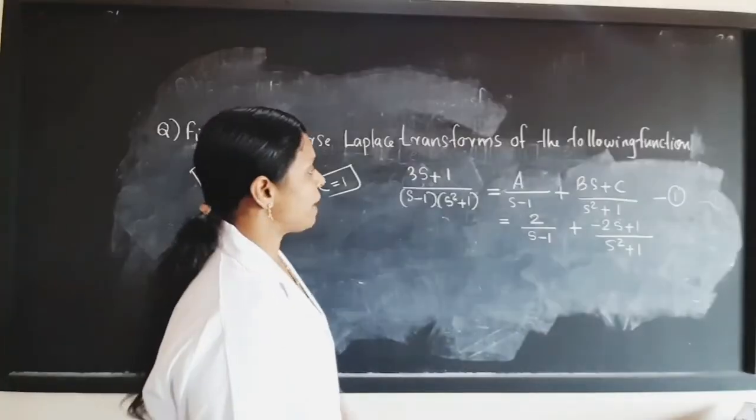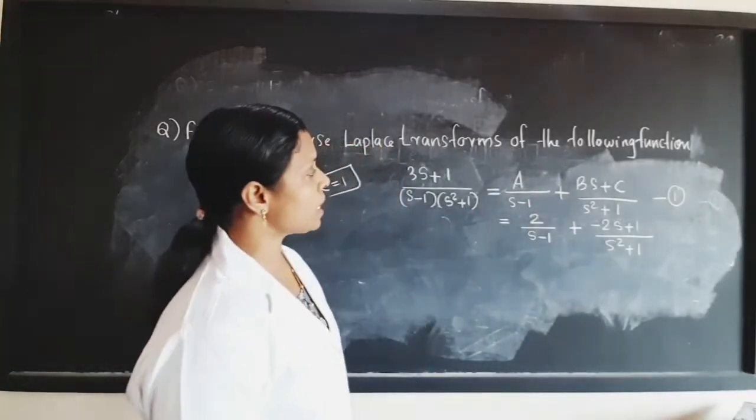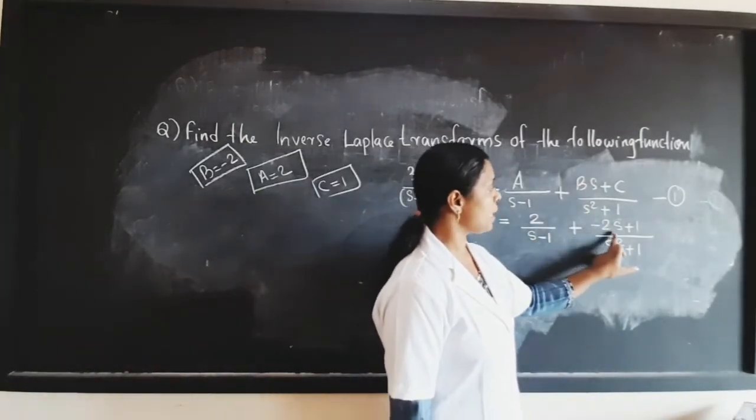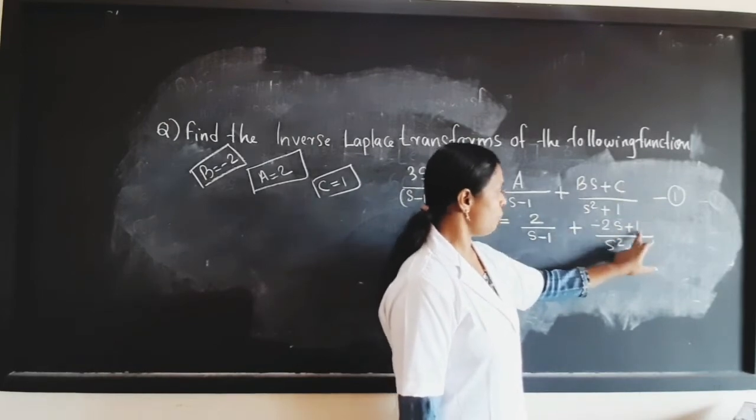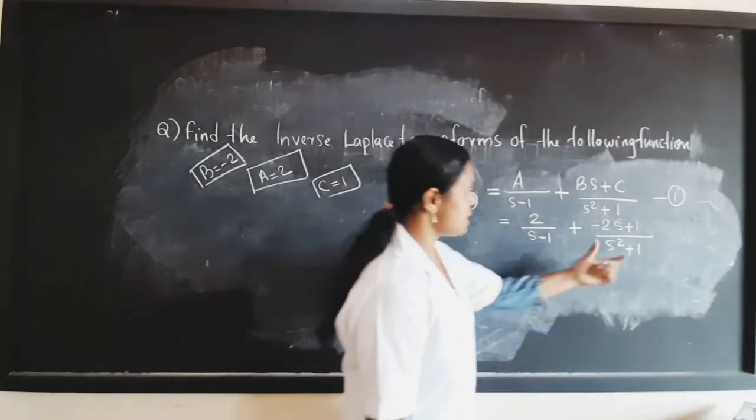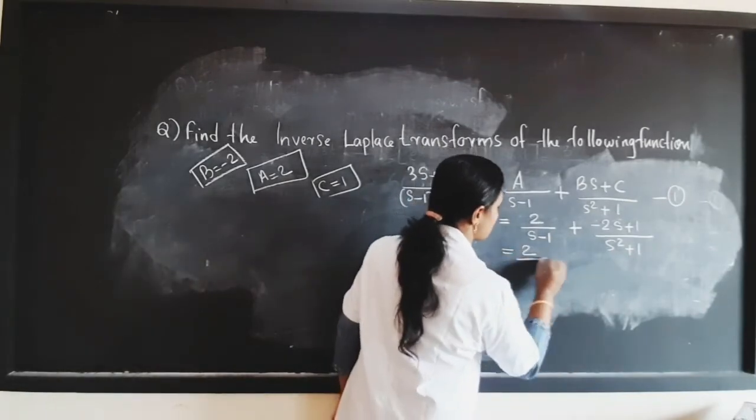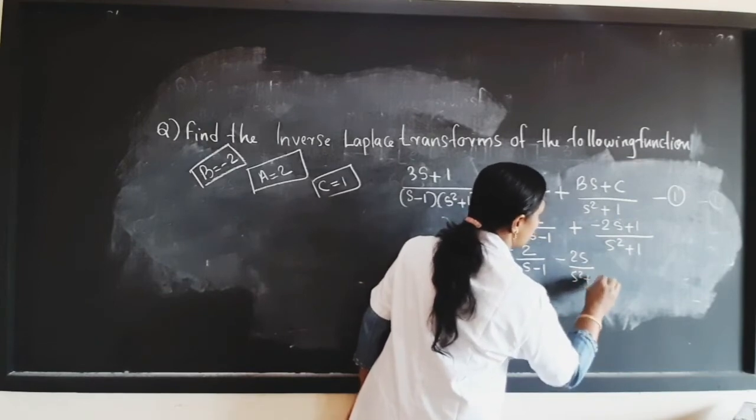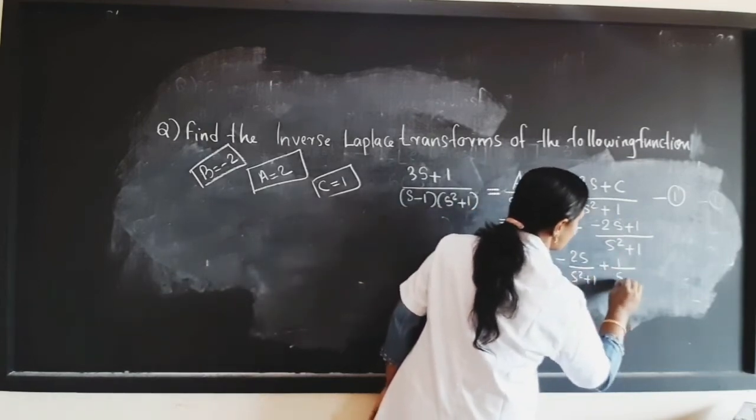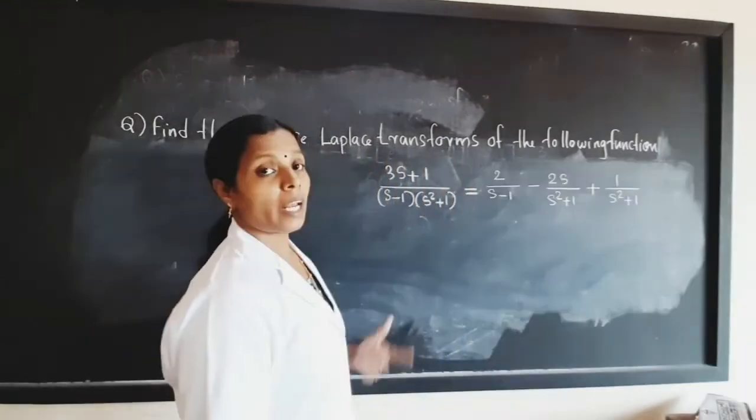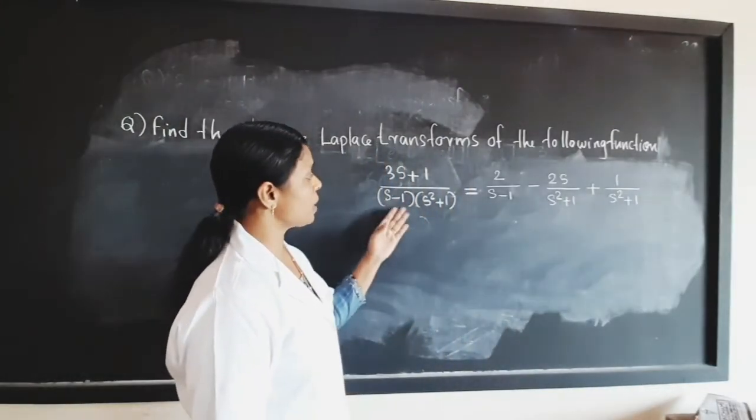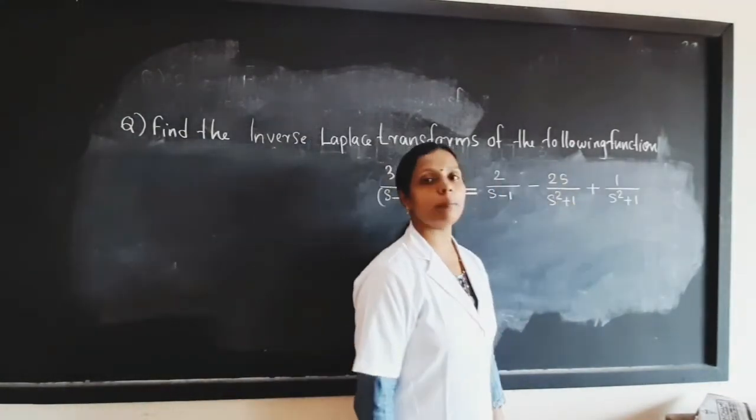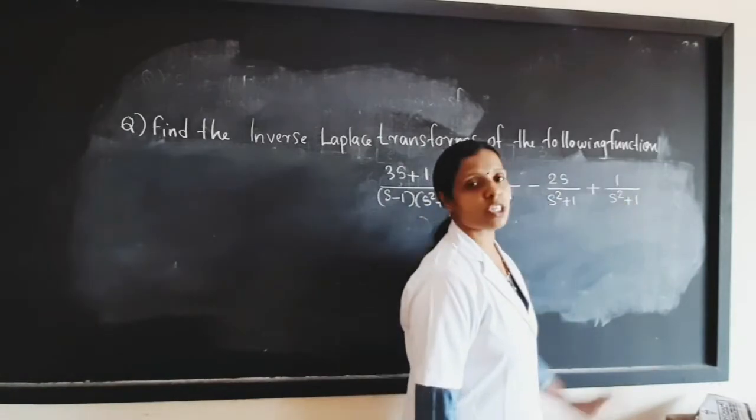Substitute the values of A, B, C in this equation. We get 2/(s − 1) plus, here B is −2, so we write −2s, plus here C is 1, 1, all divided by s² + 1. Split this term. We get 2/(s − 1) − 2s/(s² + 1) + 1/(s² + 1). Now we get (3s + 1)/((s − 1)(s² + 1)) = 2/(s − 1) − 2s/(s² + 1) + 1/(s² + 1).